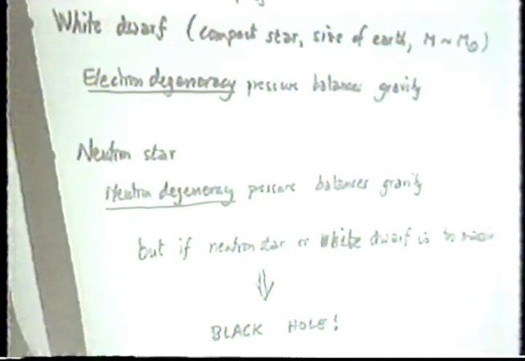From that, it's not a big leap of faith to think about what balances things for a neutron star. Neutrons also have a spin and obey this Pauli exclusion principle, that two neutrons can be in the same place at the same time only if they have opposite spin. So you say, all right, the neutron degeneracy can balance gravity. And that is what makes the neutron star stable.